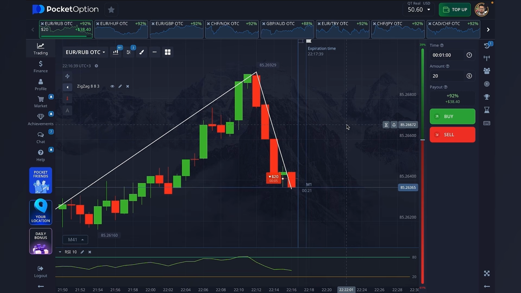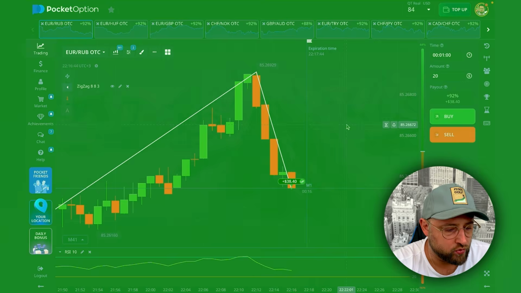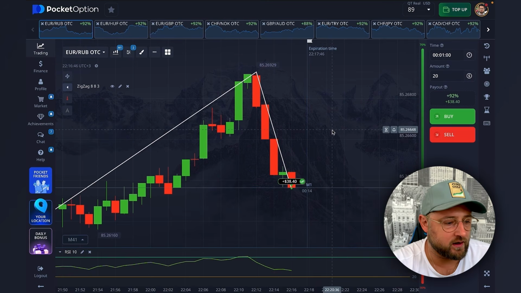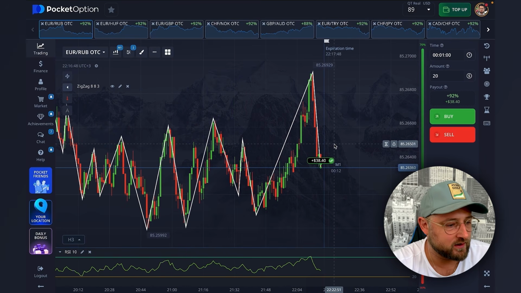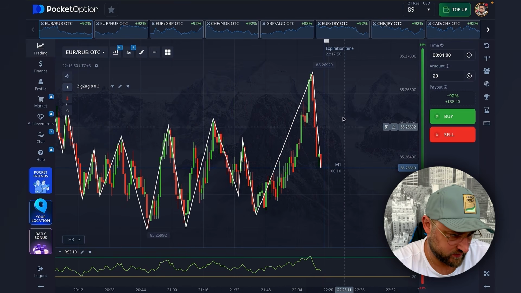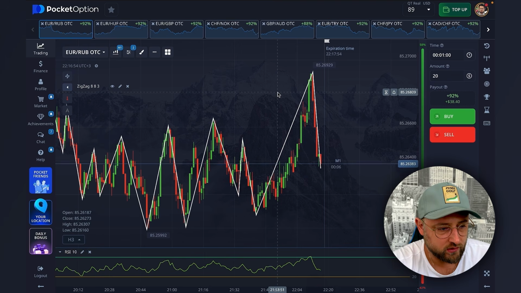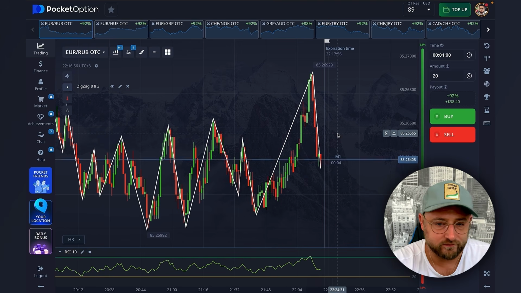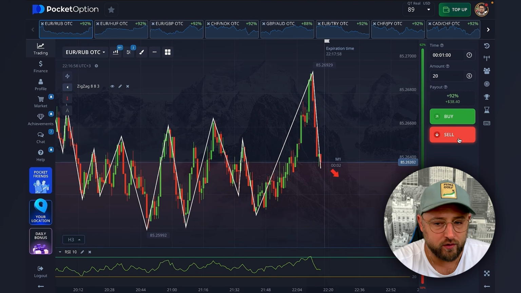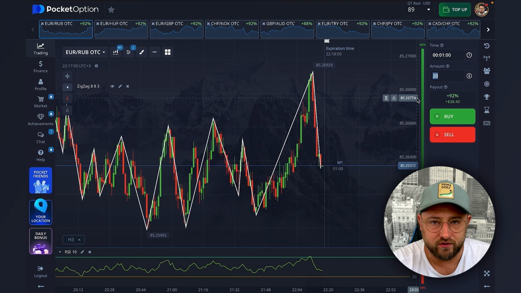Do I still believe in this trend? Absolutely. Boom! Let's check. The trend still has a lot of potential. I still believe in this. So let's go for a $39 trade.